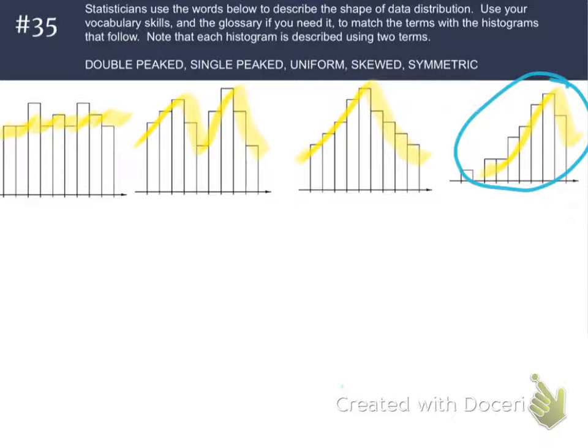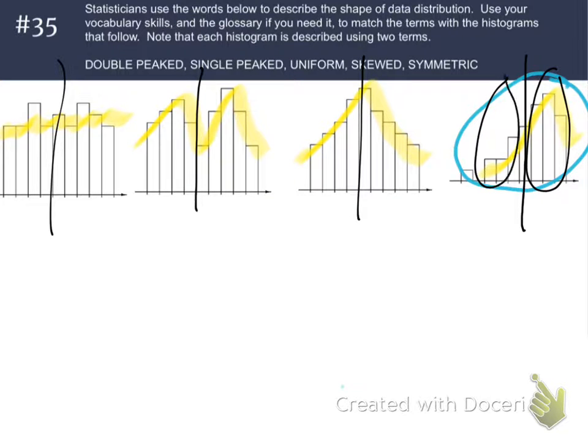And symmetric, meaning that if you were to cut a line down the middle, that it would be about the same on each side. So you could technically have a uniform distribution and have it be symmetric. You could have a double-peaked group of data that is symmetric, and you could also have a single-peaked group of data that is symmetric. It would be very hard to find something that would be symmetric and skewed, because if we cut a line down the center of the graph, this half does not look the same as this half.